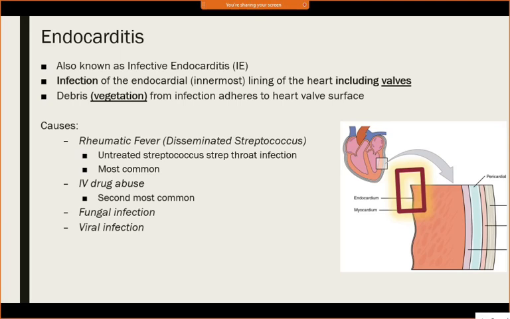So usually the most common cause of endocarditis is strep, and rheumatic fever is what we call endocarditis from strep. Strep is one of our main causes, and the other one is IV drug abuse. When you're injecting dirty IV drugs right into your system, they're going to flow through the heart and infect the innermost layer of the heart. So your two most common causes are strep and IV drug abuse. IV drug abuse is starting to come up as the most common, but untreated strep can lead to rheumatic fever.